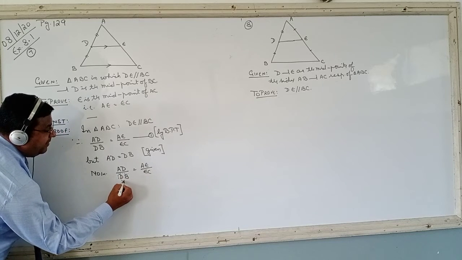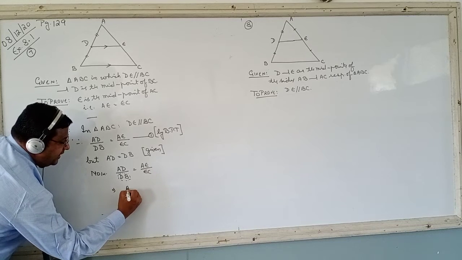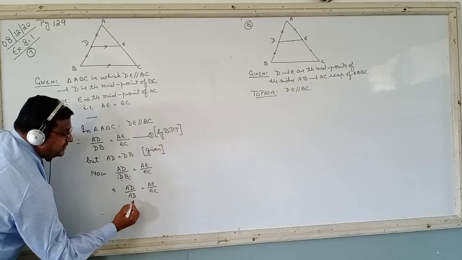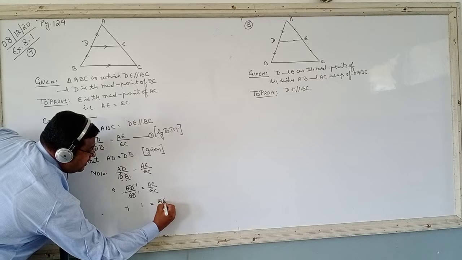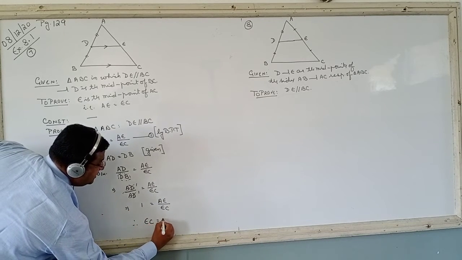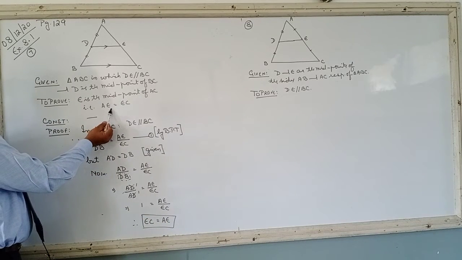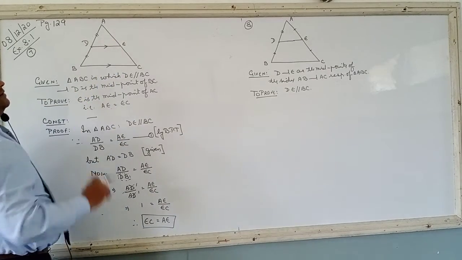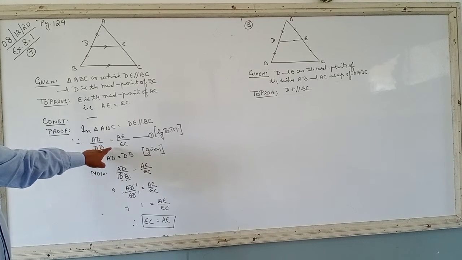Can I replace DB by AD or AD by DB because both of them are equal? So I can write it as AD upon AD is equals to AE upon EC. AD and AD cancel one by one. So 1 is equals to AE upon EC. EC is cross multiplied to 1. So EC is equals to AE. Is that what we need to prove? We need to prove that AE is equals to EC. That is, this E is the midpoint of AC. Any confusion? Only application of BPT.